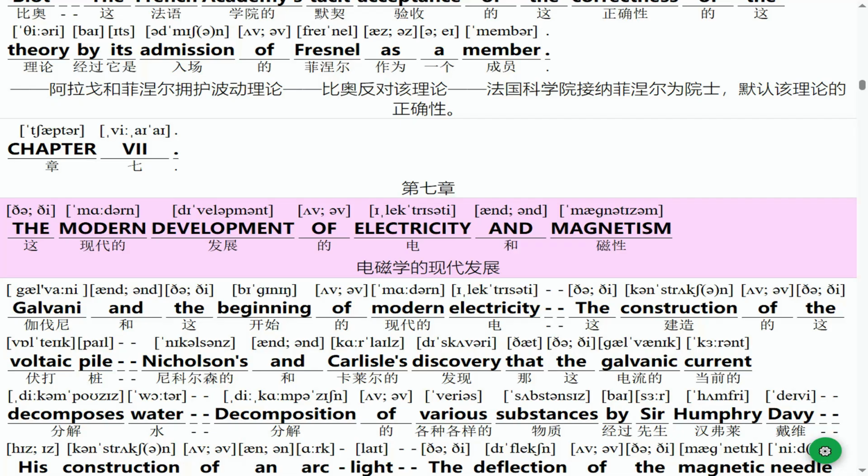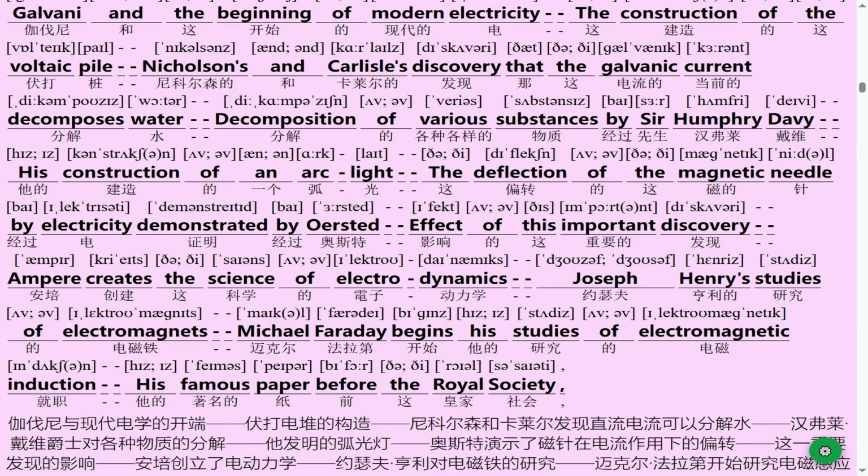Chapter 7. The modern development of electricity and magnetism. Galvani and the beginning of modern electricity. The construction of the voltaic pile. Nicholson's and Carlisle's discovery that the galvanic current decomposes water. Decomposition of various substances by Sir Humphry Davy. His construction of an arc light.